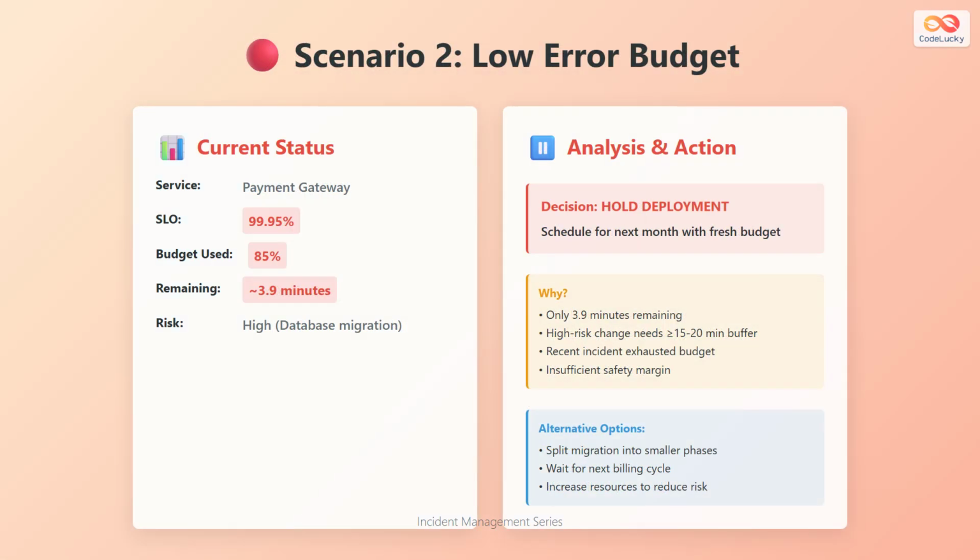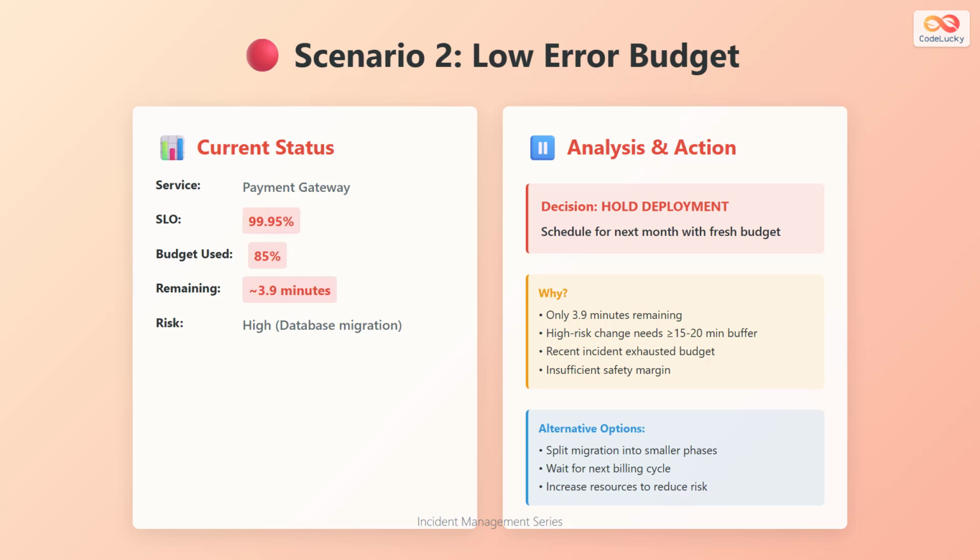Now imagine a different situation. You're managing a payment gateway with a 99.95% SLO. Your error budget is 85% consumed, leaving only 3.9 minutes remaining. You want to perform a database migration, classified as high risk. Decision: hold the deployment and schedule it for next month.